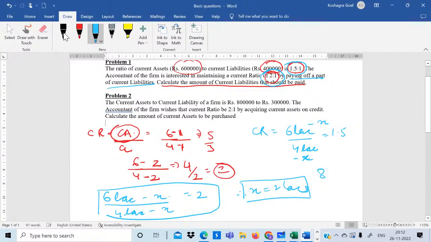I'll take 8 lakh by 3. So that's my existing situation, and I want the ratio to be 2:1. And I want to acquire an asset. And how do I acquire that asset? I am purchasing it on credit.